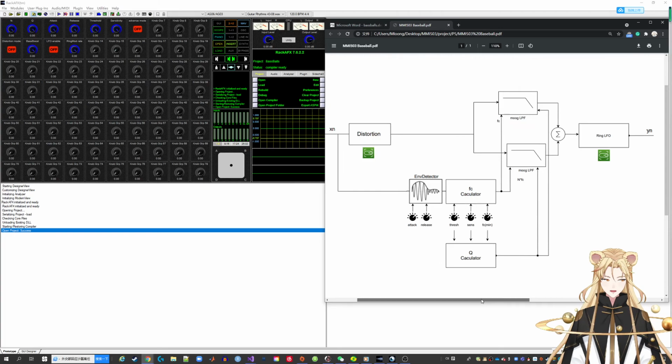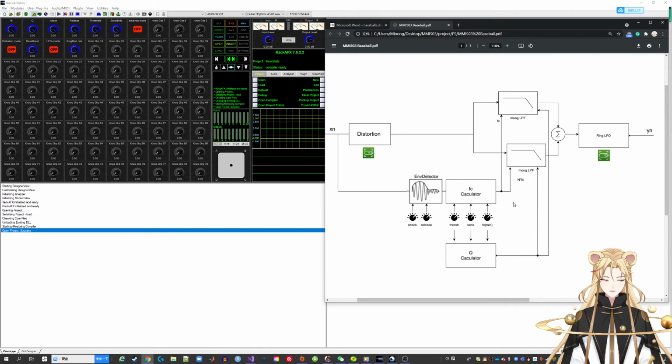And the cutoff frequency of these two Moog low pass filters is determined by the system here. We have an envelope detector to detect the input signal level. Based on that level, we calculate the cutoff frequency and the Q value for both of the Moog low pass filters. One thing to mention here is that one of the cutoff frequencies is n times the other, so the two low pass filters will shift by a little amount and give the overall effect.